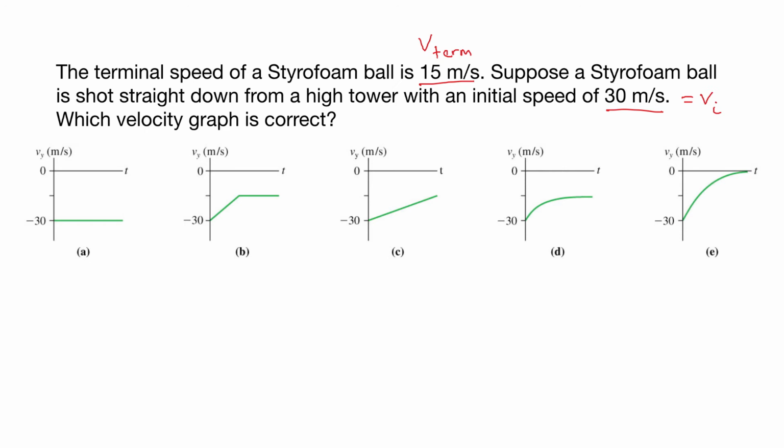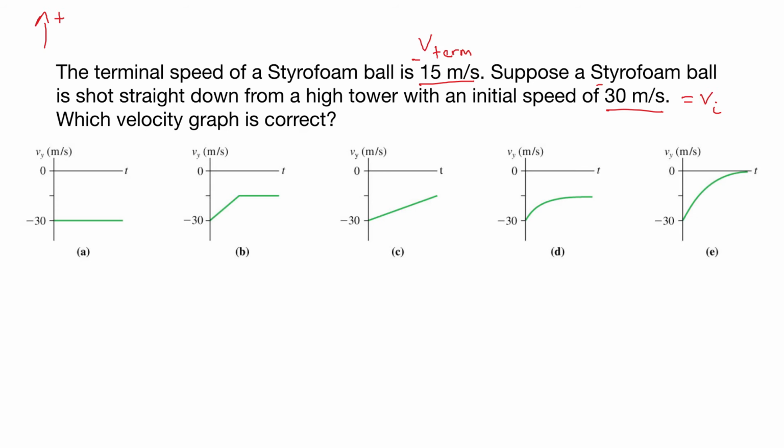Now, because this object is being shot straight downwards, we normally pick up to be positive. So I would expect my speeds here, if I were to include positive and negatives to correspond to directions, I would say that they would be negative speeds because they are moving downwards. So this would actually be a negative 15 and a negative 30. And if we look at the graphs, we can see that all 5 graphs show negative speeds. So that's a good place to start.